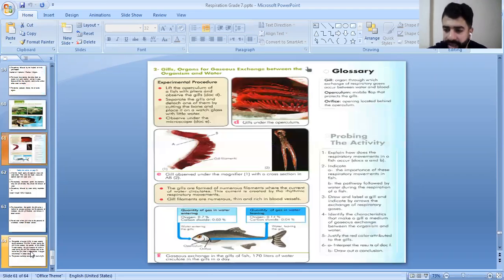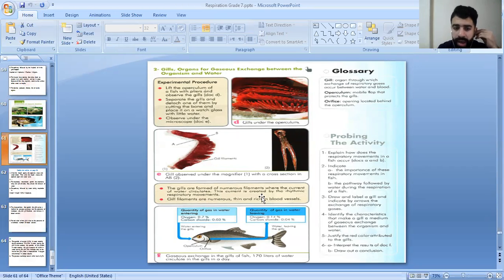Gills are the organs of respiration for the fish. Here we have the gills. They have gill filaments like these filaments, which are observed under the magnifier. The gills are formed of numerous filaments where the water circulates. The current is created in a rhythmic manner.